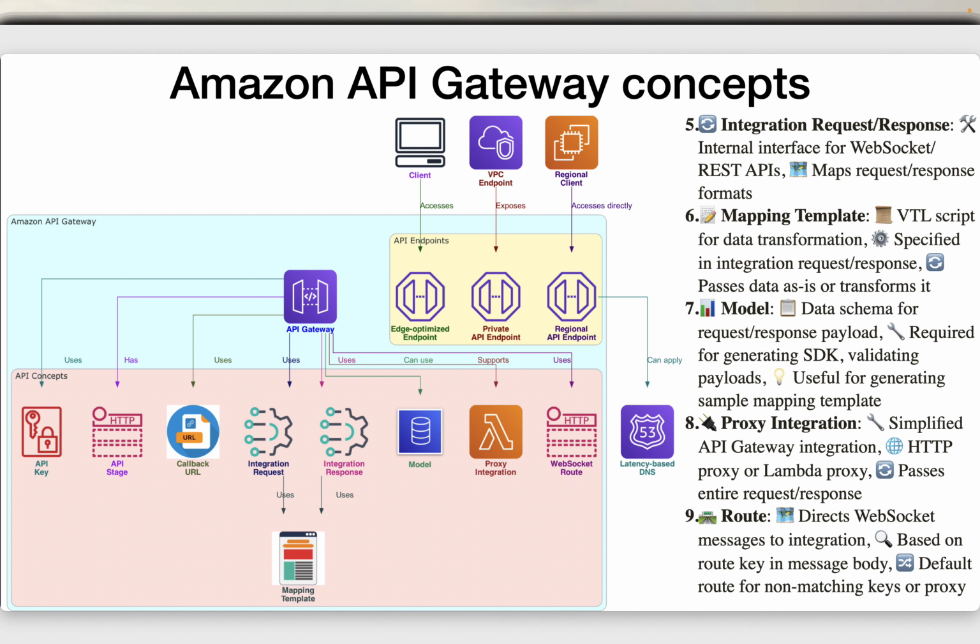Okay, and last important concept is route, which is a WebSocket route in API gateway used to direct incoming messages to a specific integration, such as an AWS Lambda function, based on the content of the message. When you define your WebSocket API, you specify a route key and an integration backend. The route key is an attribute in the message body. When the route key is matched in an incoming message, the integration backend is invoked. A default route can also be set for non-matching route keys or to specify a proxy model that passes the message through as is to the backend components that perform the routing and process the request. And that's all.